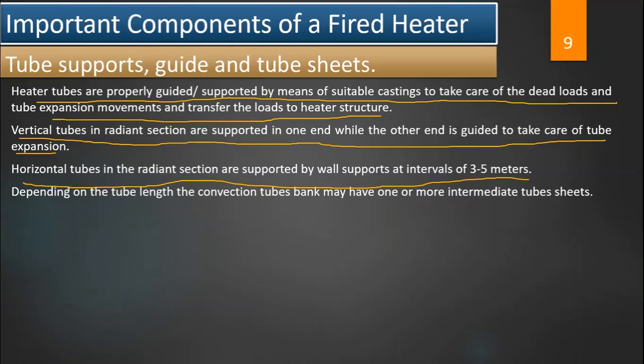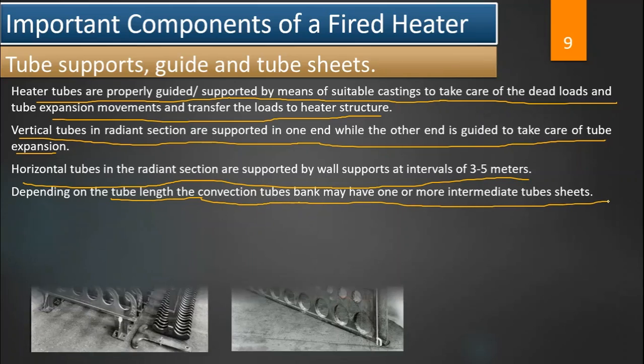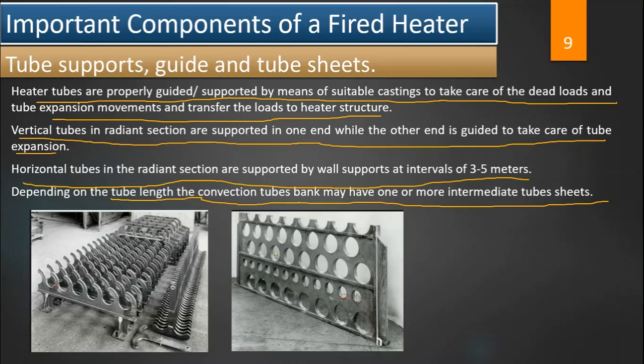Depending on the tube length, the convection tube banks may have one or more intermediate tube sheets. These are the supports, these are examples. These images show tube sheets on which the tubes are supported.